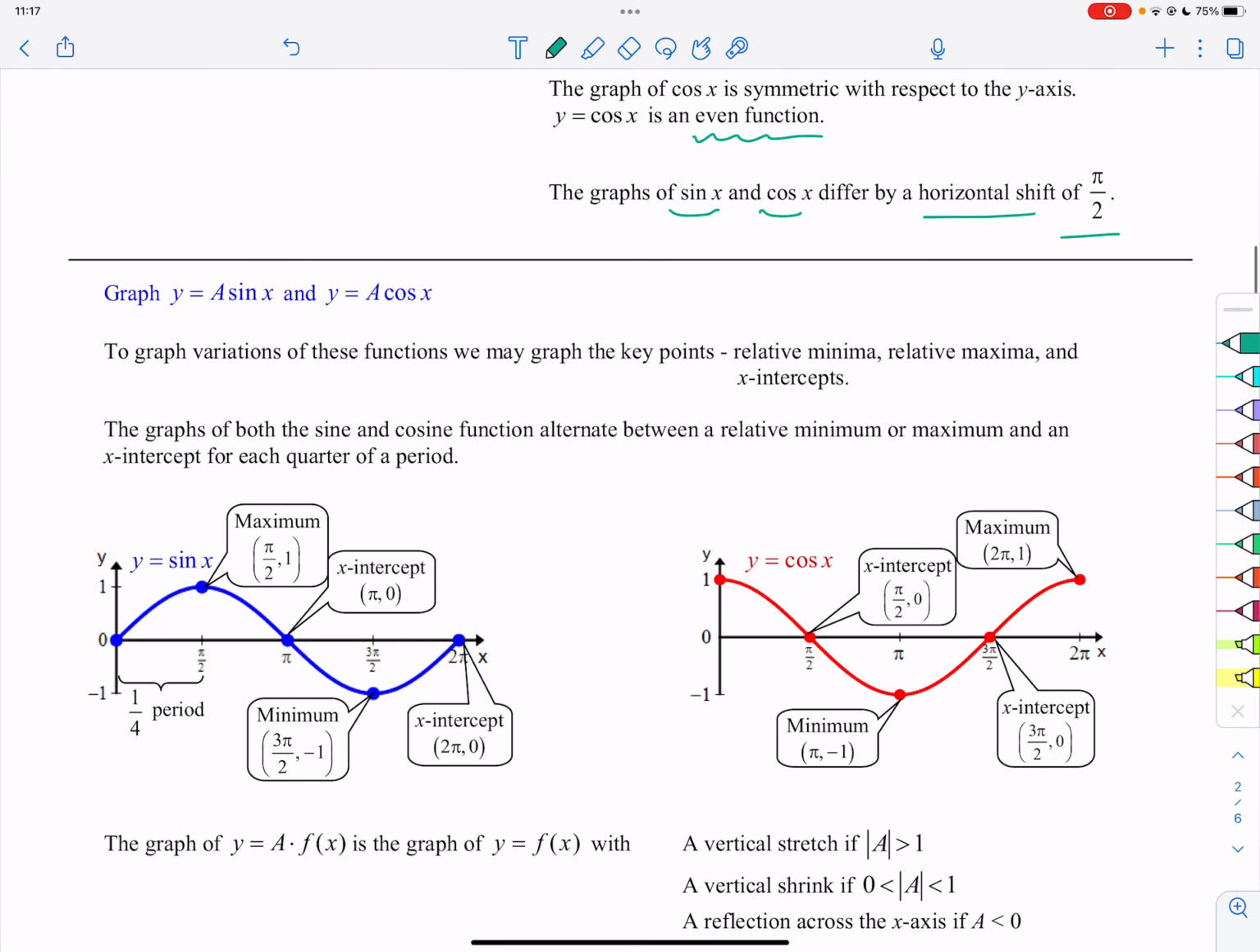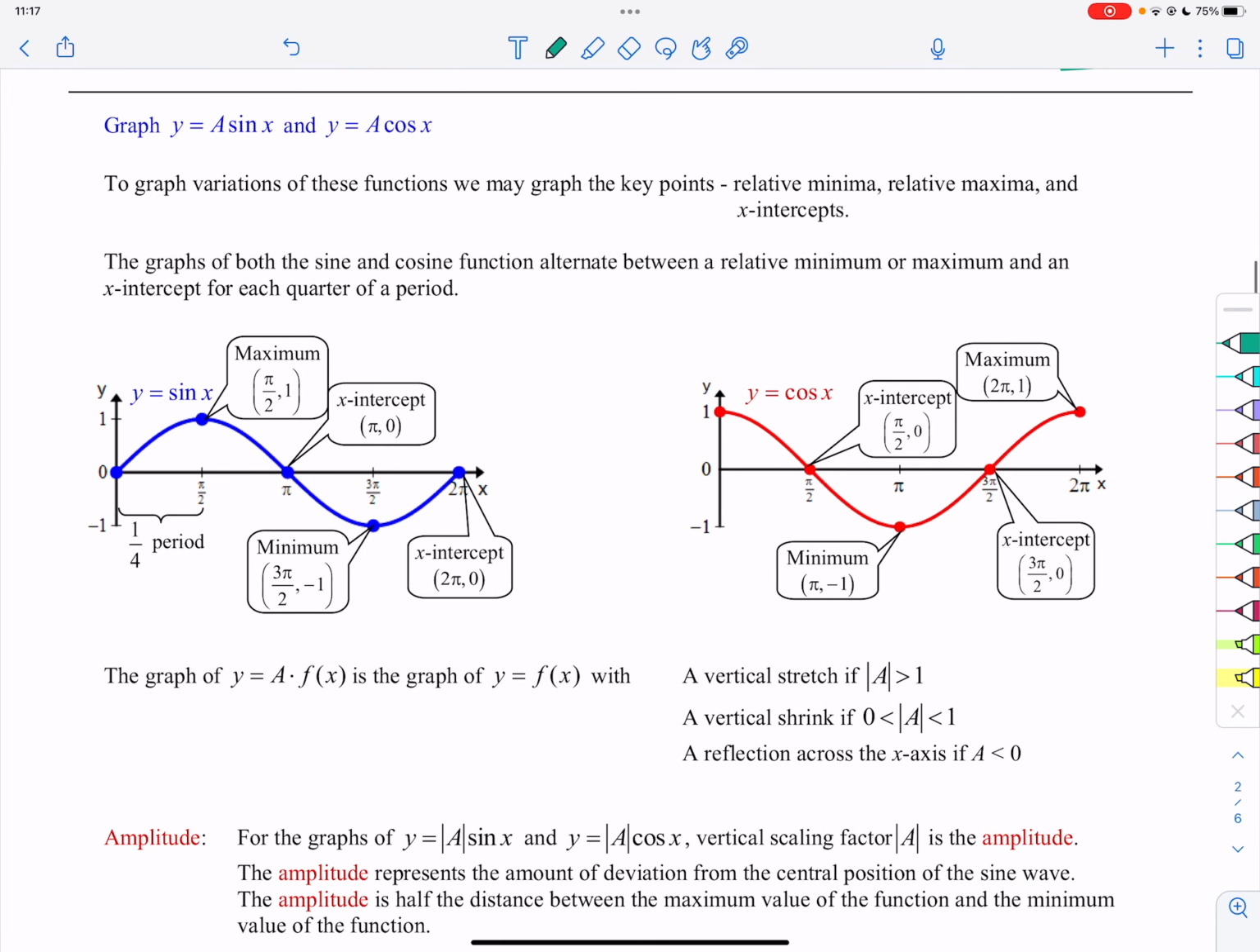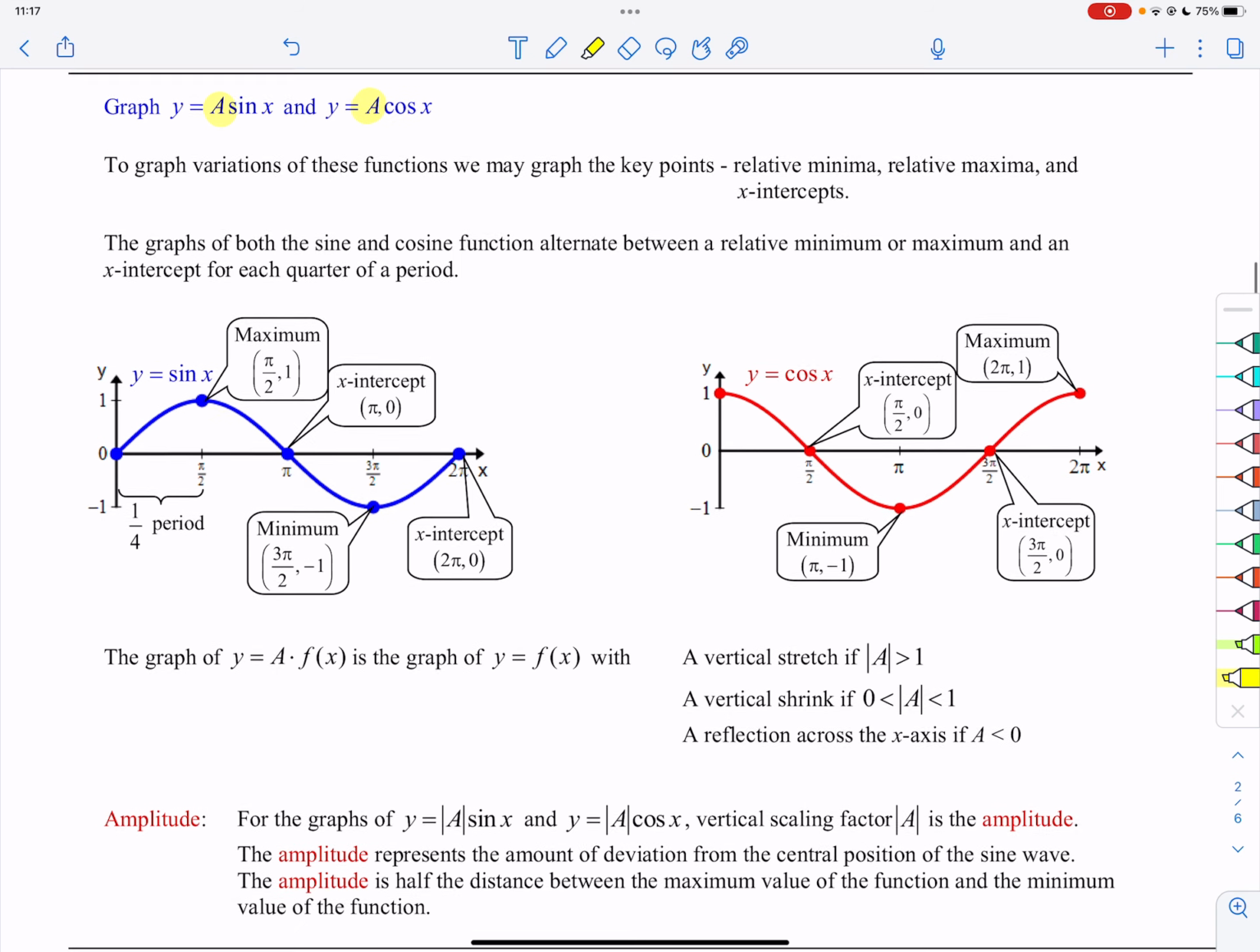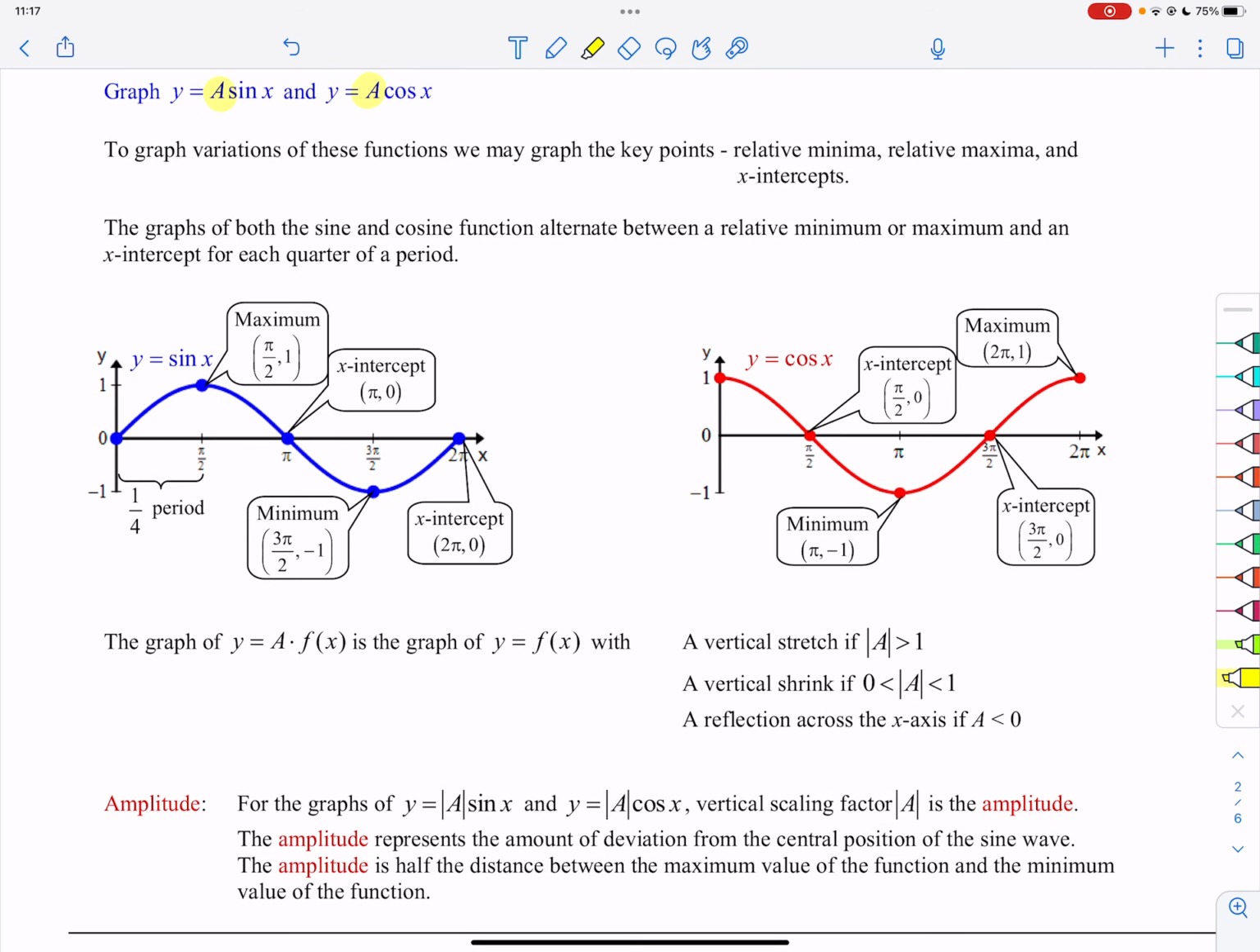Okay, let's go ahead and take a look at what happens when we have a constant multiplied by each one of these functions. So to graph these, we're going to be looking at relative minima, relative maxima, and the x-intercepts. So the graphs of both the sine and the cosine alternate between their min and their max. And there is an x-intercept for each quarter of a period, okay?